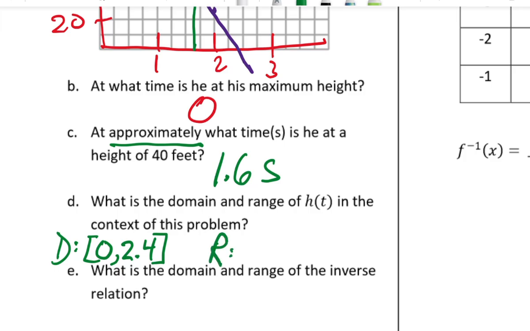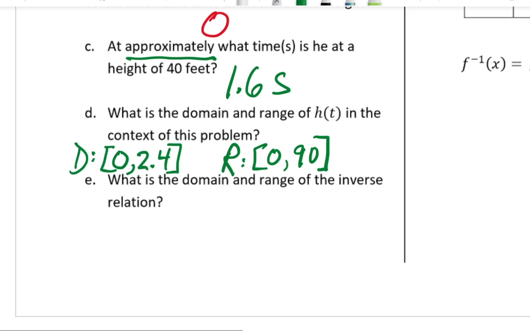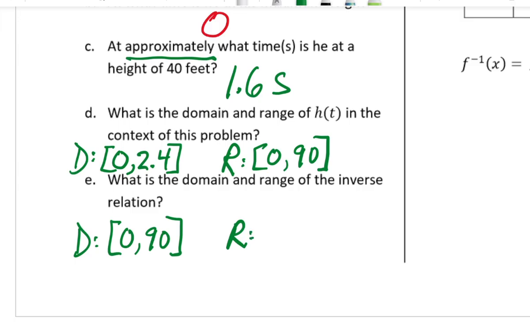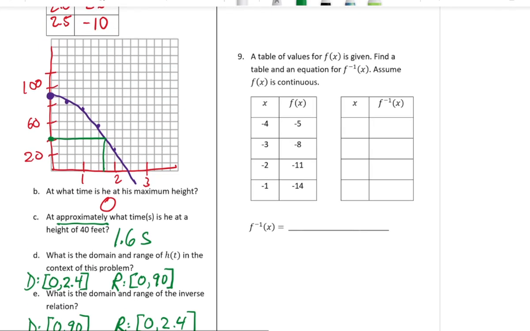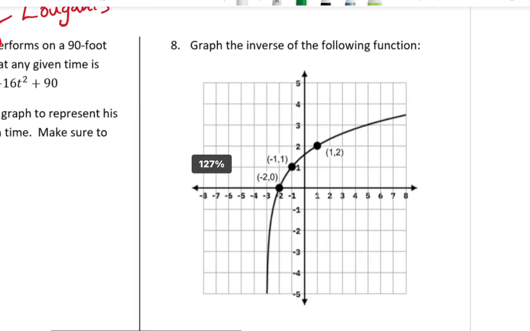The range went from 0 to 90, the platform's height. And the domain and range of the inverse, well, all we got to do is reverse these. And so put 0 to 90 here. And for the range, put 0 to 2.4 here. All right, not too bad. Done with that one. Let's move on to number 8.